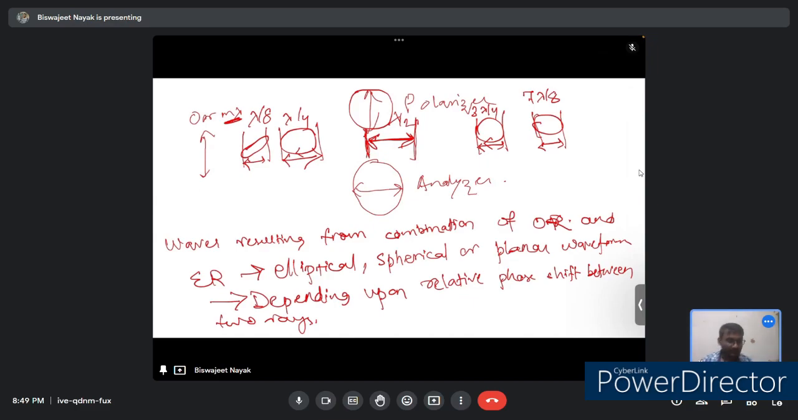So if the polarizer and analyzer are totally in opposite directions, then the total light passing through them can cancel out and we'll get no light out of it.